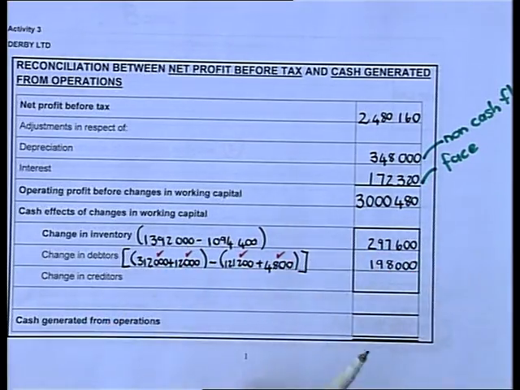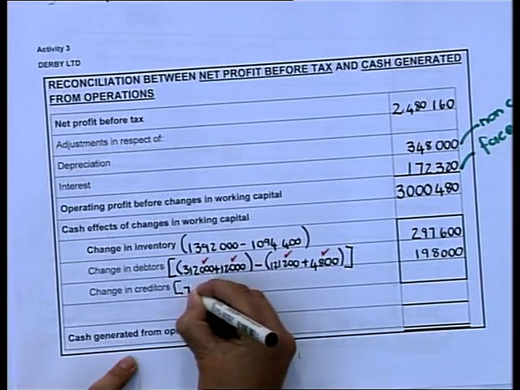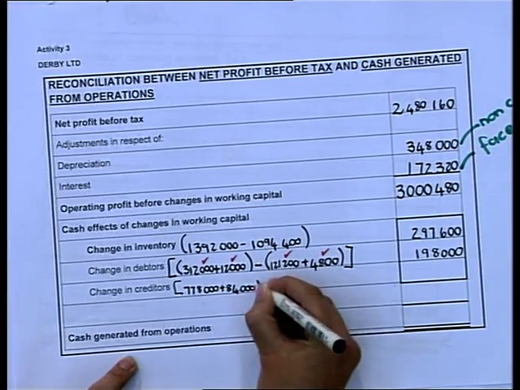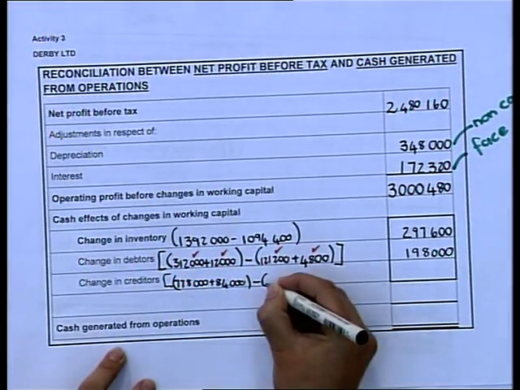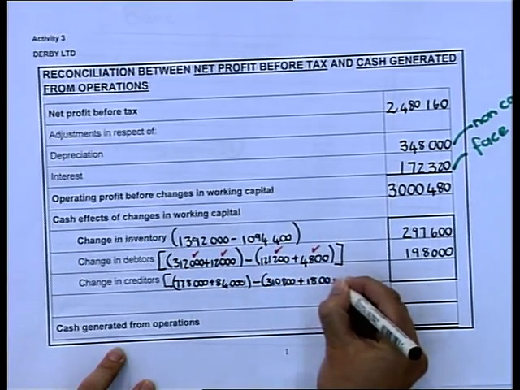The last one in this section is to look at the creditors, trade and other payables. Again, leave the dividends, leave the SARS, because you're going to work with that separately. Take the beginning of the year's figures and the end of the year's figures and compare the two. And again, make sure that you write down what your workings were. So change in creditors: 778,000 plus 84,000 minus 310,800 plus 18,000.